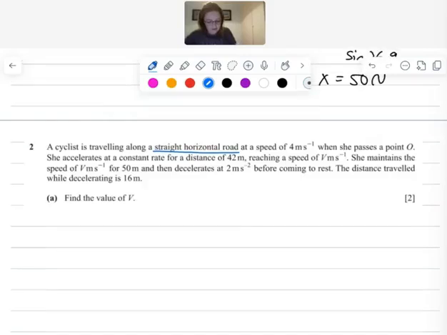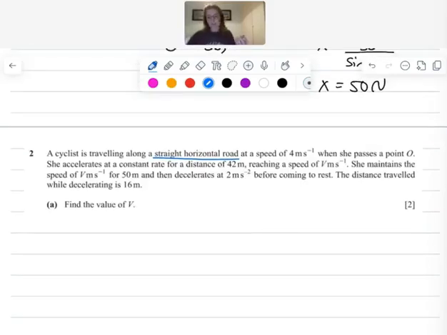Okay, if it's straight and horizontal, it doesn't have to be horizontal, but straight means you can use kinematics. Kinematics, it's kinematics of motion in a straight line. So that already gives us the tip that we are allowed to use kinematics.